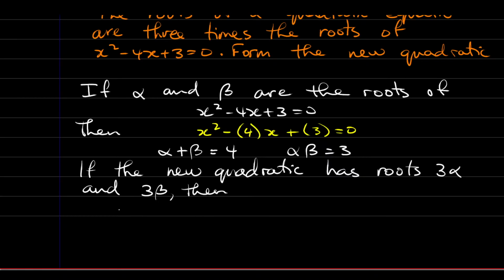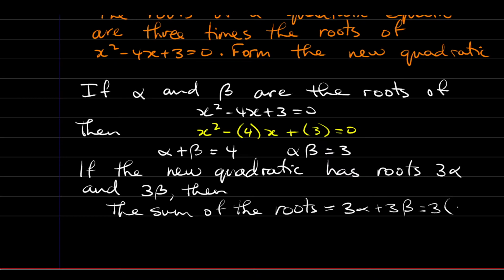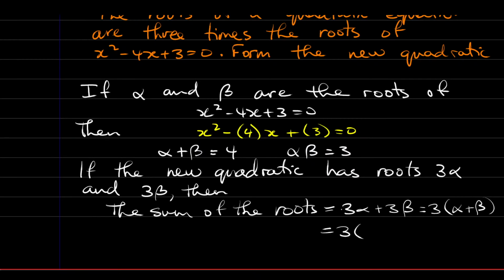I think that's right. Then the sum of the roots is equal to 3 alpha plus 3 beta, which is 3 into alpha plus beta. And that would be equivalent to 3 into alpha plus beta, which is over here, 4. Right? So I'm just going to put here 4. And that gives me 12. Right? Let me go on to the next page.